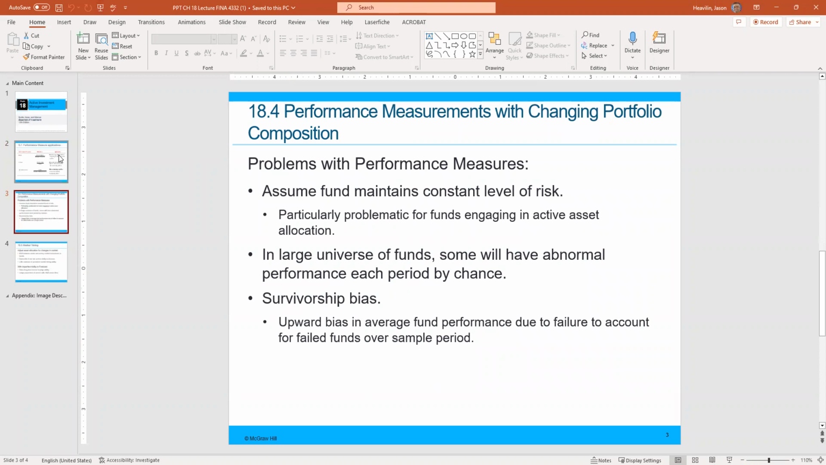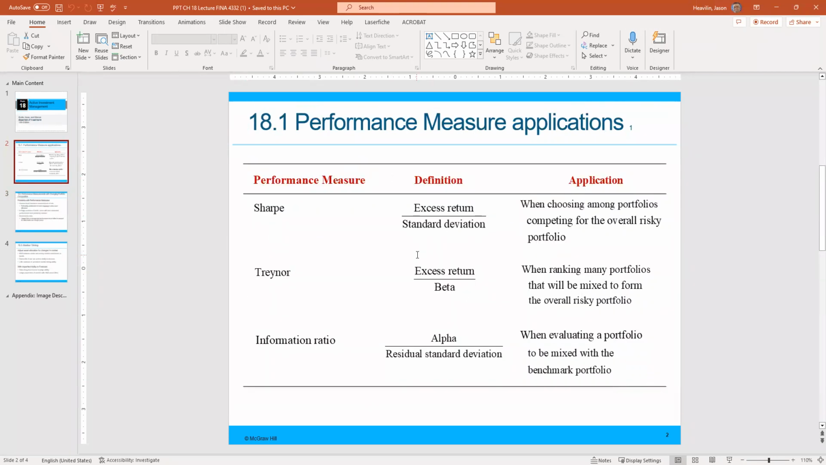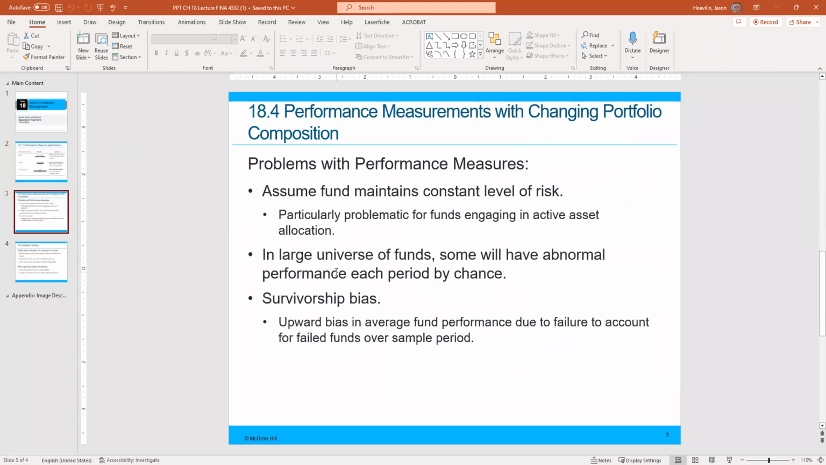These performance ratios are useful, generally speaking, when you're doing active management in order to compare your performance. So some of the problems with these performance ratios: like everything else in the world, nothing is perfect. They're very useful, but they do have some challenges, some problems.